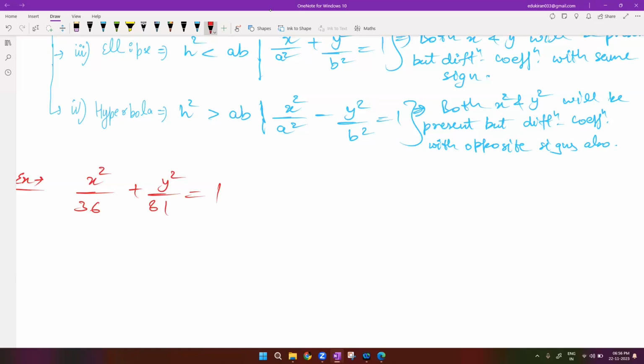Anji, what is this curve called? So, ellipse, right? You can see that both x square and y square are present. Both have the same sign of coefficient, but the coefficient is different. The coefficient of x square is 1 upon 36, and the coefficient of y square is 1 upon 81. So this is an ellipse.